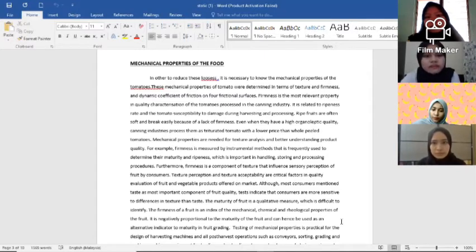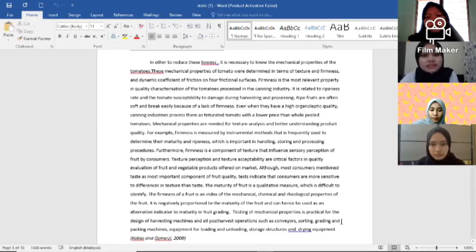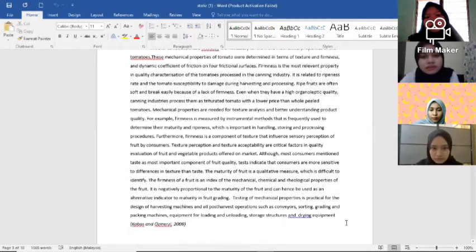It is negatively proportional to the maturity of the fruit and can hence be used as an alternative indicator to maturity in fruit grading. Testing of mechanical properties is practical for the design of harvesting machines and all post-harvest operations such as conveyors, sorting, grading, and packing machines, equipment for loading, unloading, storage structures, and drying equipment.